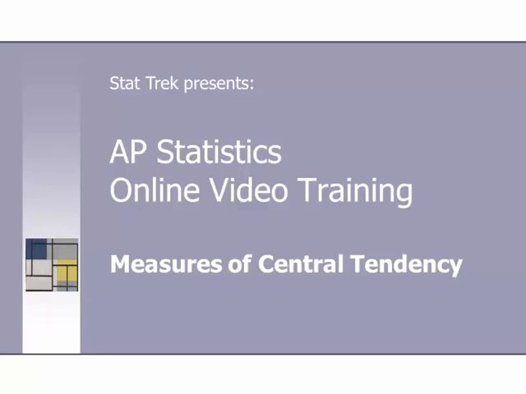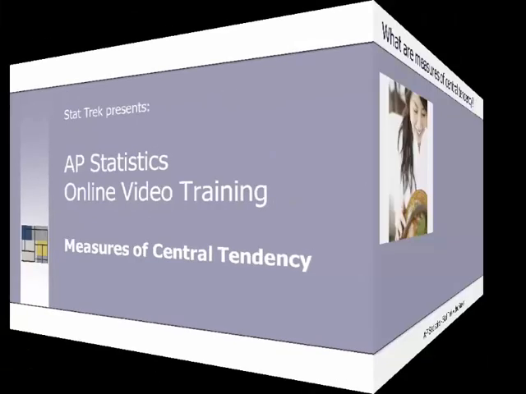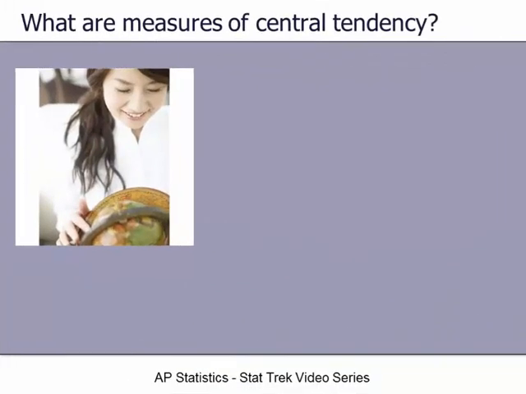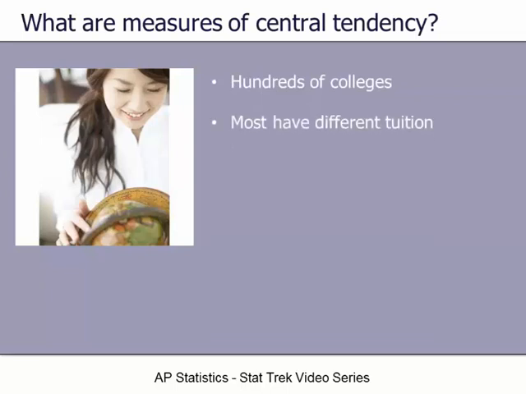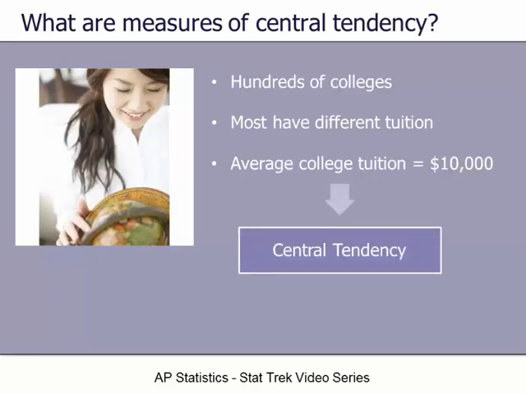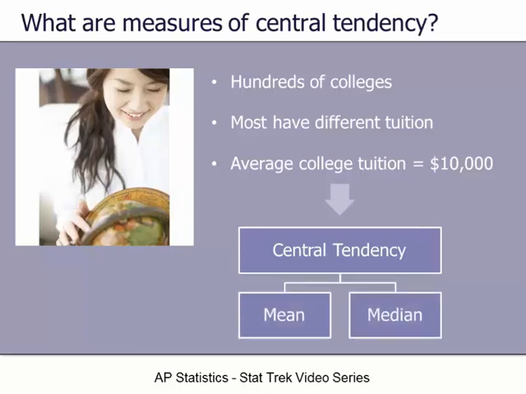This lesson covers measures of central tendency. Sometimes, statisticians use a single number to describe the most typical value in a set of numbers. For example, there are hundreds of colleges in the United States, most with different tuition. Even so, we can describe the tuition at a typical college by saying the average college tuition is $10,000. This kind of number is called a measure of central tendency. The two most common measures of central tendency are the mean and the median.